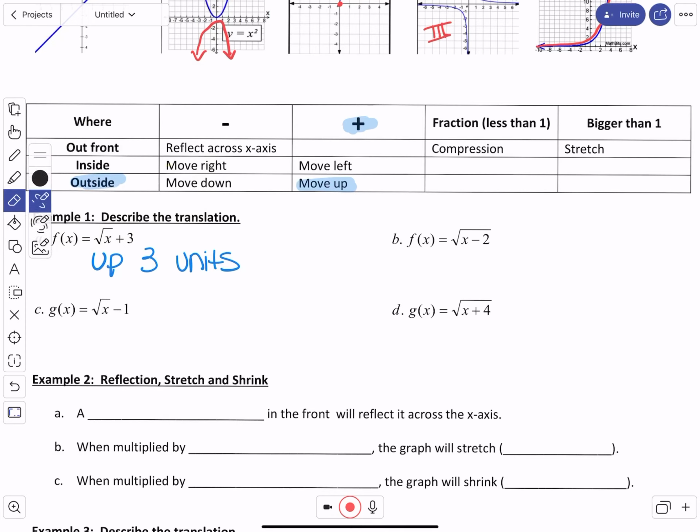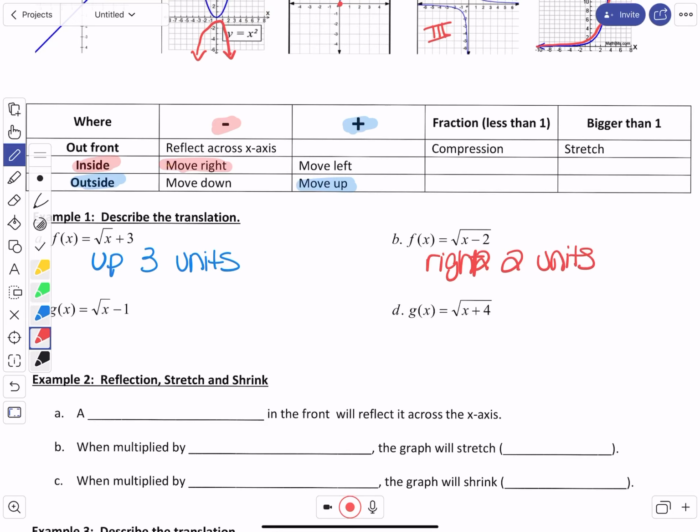Okay, so it's not going to let me get rid of that. So I'll just switch and use different colors now. Okay, so now on B, you've got a -2, but it's inside your radical. So let's switch here. We'll use red. So that -2 is inside the radical. So it's a minus, and it's inside the radical. So you look where they overlap. So that means we're going to go right 2 units. Okay, right 2 units.